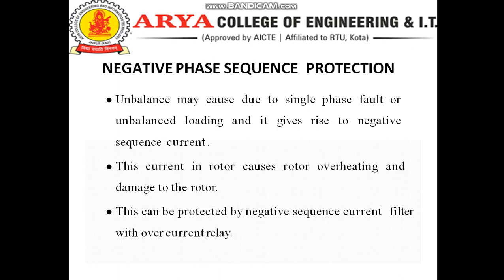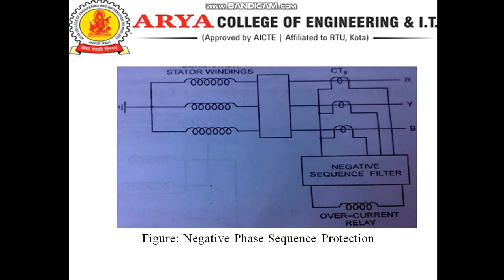In this slide, we discuss the negative phase sequence protection. Unbalance may be caused by single phase fault or unbalanced loading, and it gives rise to negative sequence current. This current in the rotor causes rotor overheating and damage to the rotor. This can be protected by a negative sequence current filter with an overcurrent relay. This is the basic circuit diagram of the negative phase sequence relay.